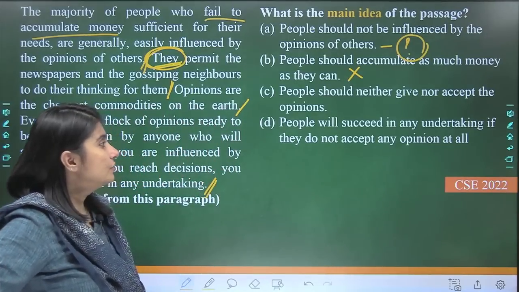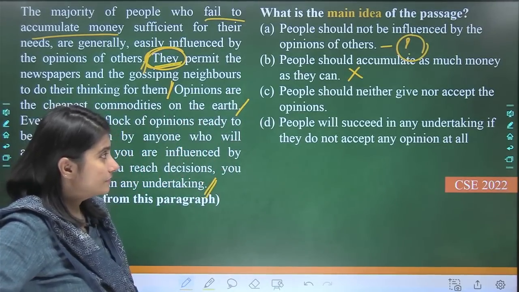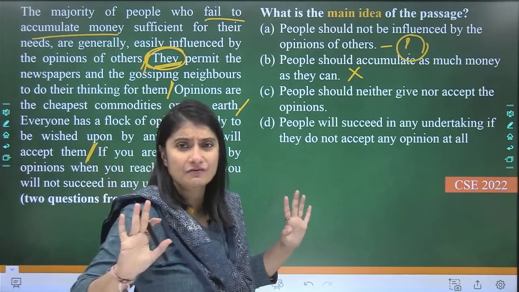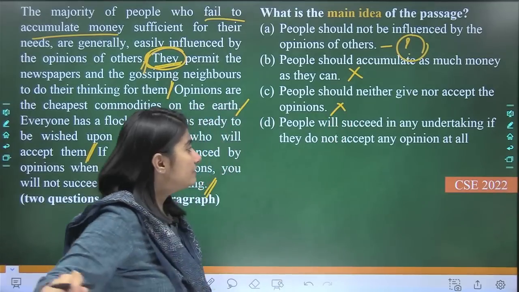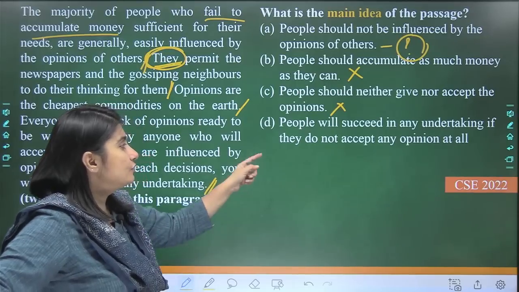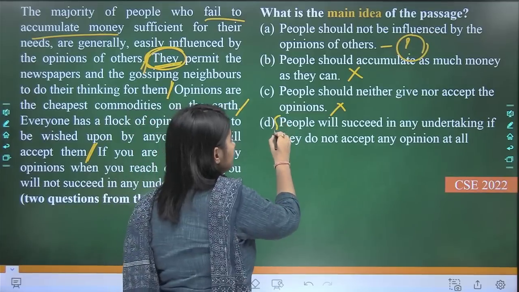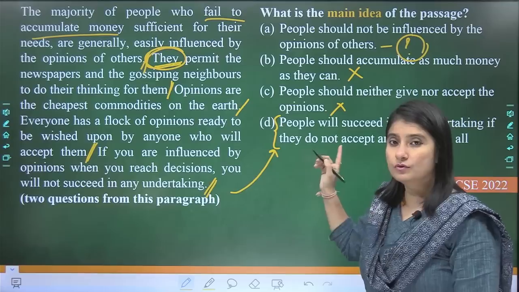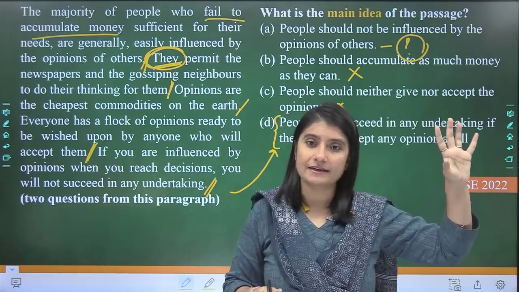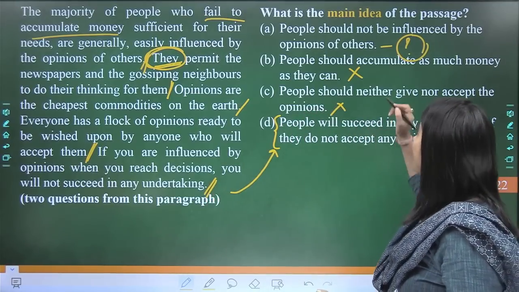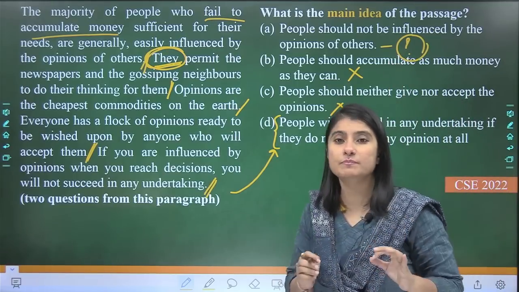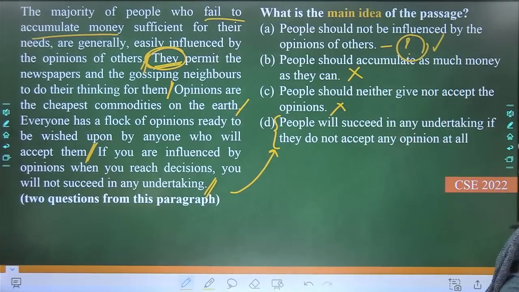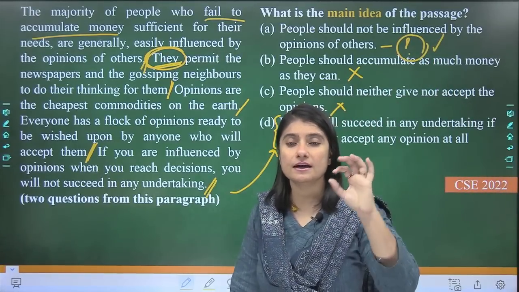People should neither give nor accept opinions. Now, it is not telling one should not give opinion, it is saying not to accept opinion. People will succeed in any undertaking if they do not accept any opinion. This is a classic example of one idea that is explicitly mentioned, given as an option. Most of you, according to our school time practice, will take this option, but no, this is not the correct option. Main idea will never be explicitly given in your passage. So people should not be influenced by the opinions of others is the correct answer.